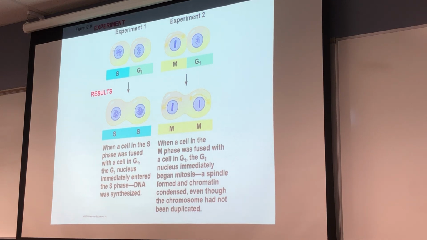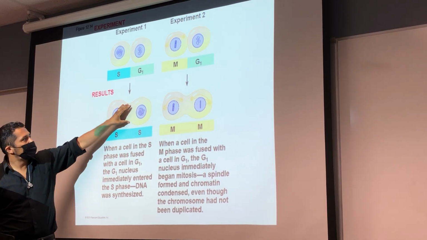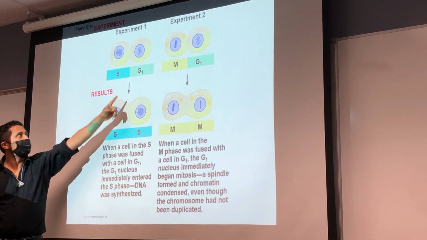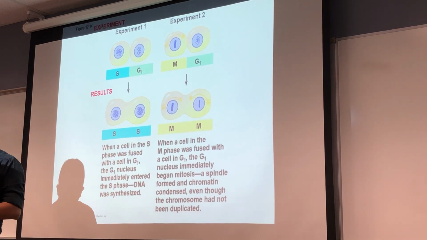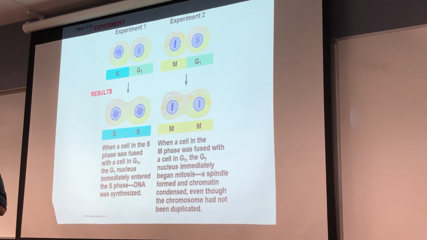They took these cells that were in the S phase and this G1 cell, and they fused them together. And what they saw is that the chemical signals from the S phase were then moved as well to the G1 phase, and they drove the process forward to move from the G1 to the S phase. So it drove the cell to move from the G1 to the S phase, the next phase.